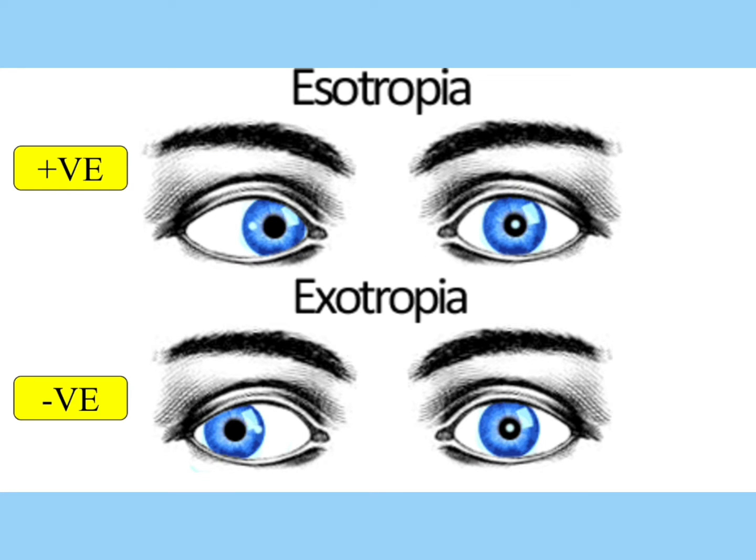Don't forget this sign convention. It will be very useful for your calculation of the AC/A ratio. Okay. For esotropia, you will use a positive sign. For exotropia, you will use a negative sign.